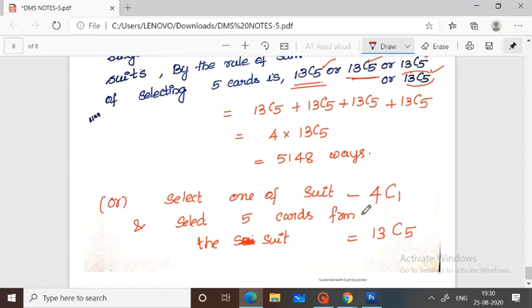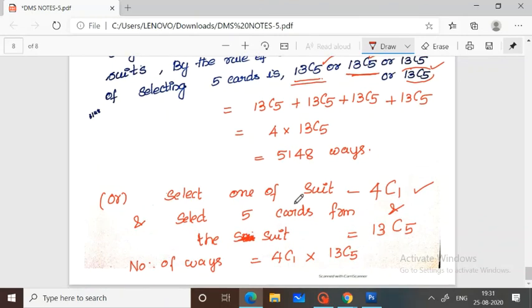So both have to happen: you have to select one of the suits and you have to select 5 cards from that suit. Therefore the number of ways of selecting the cards is equal to 4C1 into 13C5. Like this also you can write the answer, that is equal to 4 into 13C5, which is equal to 5148 ways.